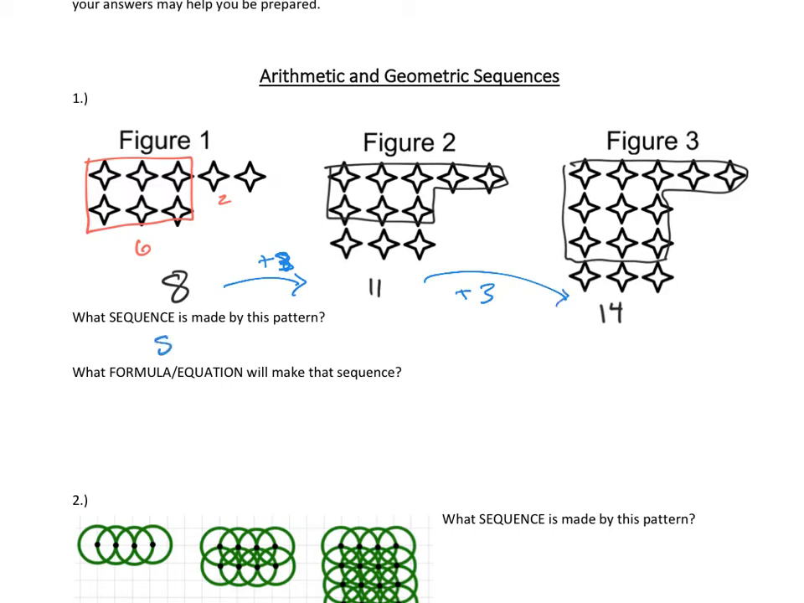So my sequence is going to be 8, 11, 14. If I want to keep going, then you can. 17, 20, 23, dot, dot, dot.